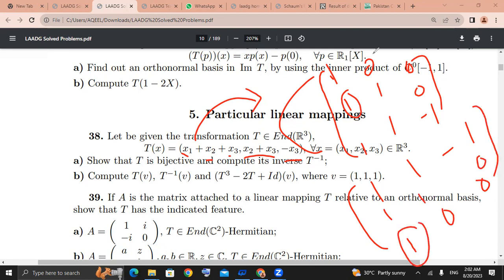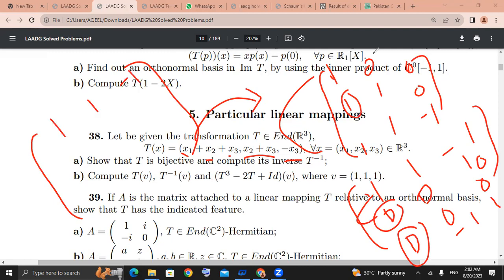I have to make this 0, this 0. I subtract it from it. So this becomes 0, this also becomes 0, and 1 minus 1 also becomes 0, and here 0 minus 1 becomes minus 1, and similarly 0 minus 1 is minus 1, and here it is plus 1. We got the matrix in this form: 1, 1, and minus 1, then 0, 0, and plus 1, and then 0, minus 1, and 1.